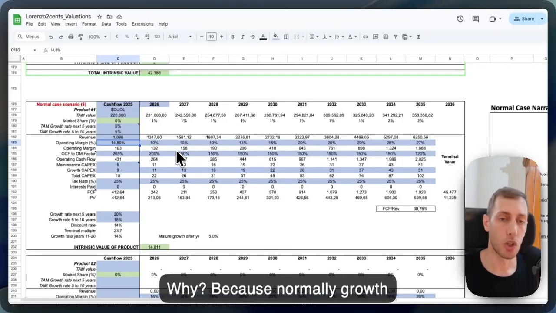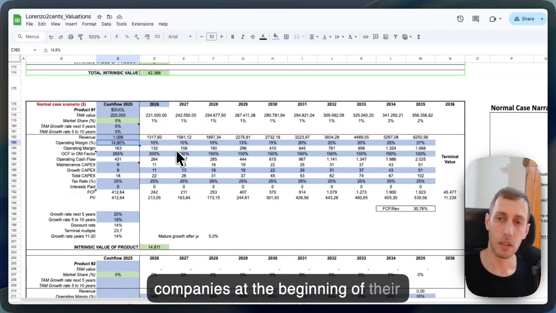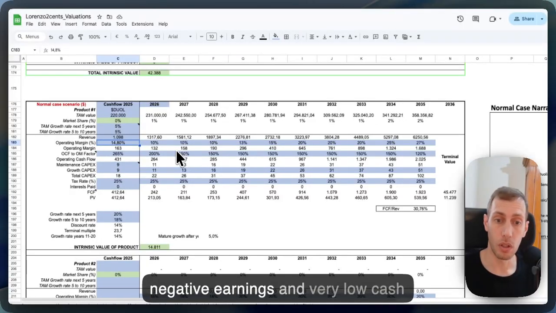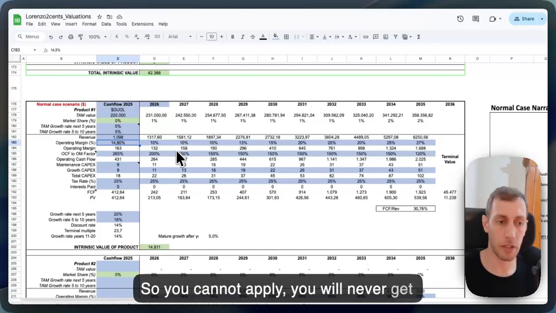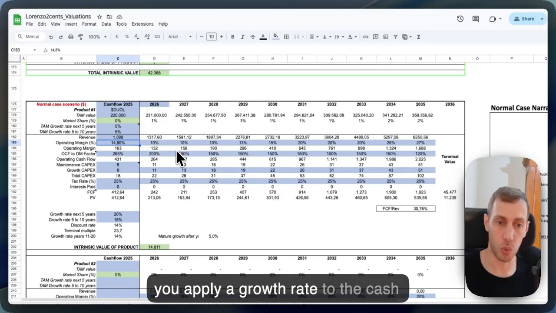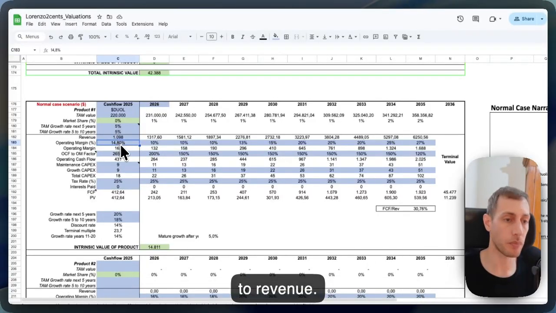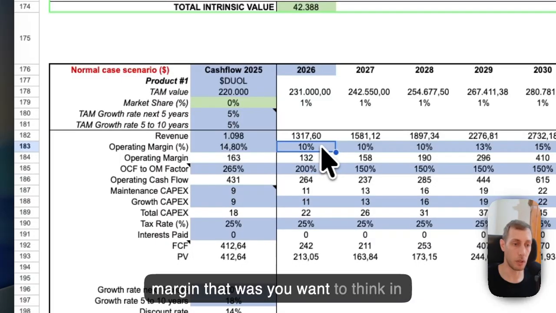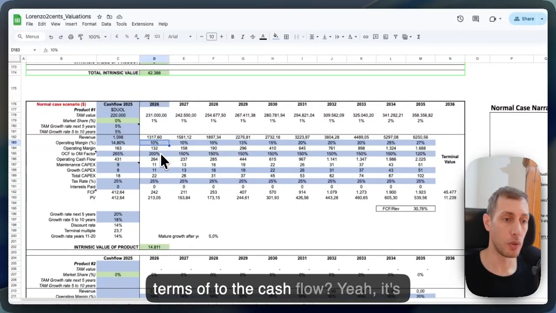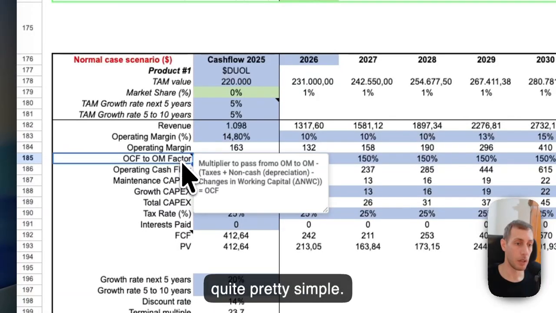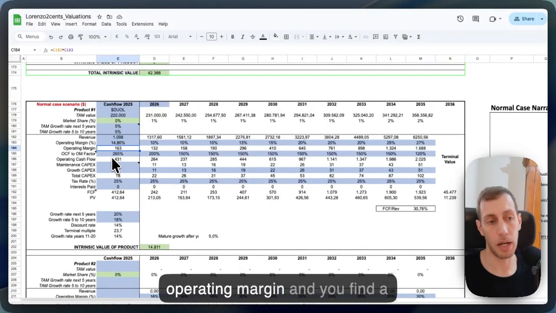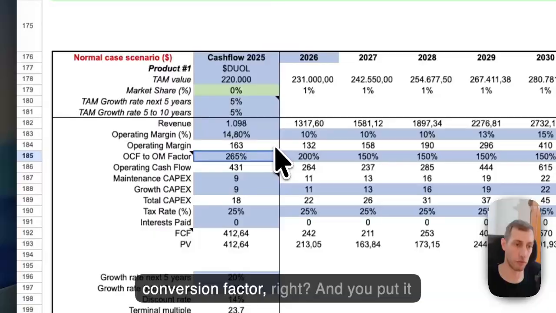Why? Because normally growth companies at the beginning of their trajectory have very low earnings or negative earnings and very low cash flow. They are prioritizing growth. So you will never get to any number that has a meaning if you apply a growth rate to the cash flow. You need to apply the growth rate to revenue. So how do you get from the operating margin that you want to think in terms of to the cash flow? It's pretty simple. You look at the operating cash flow and you divide it by the operating margin and you find a conversion factor, right? And you put it here.